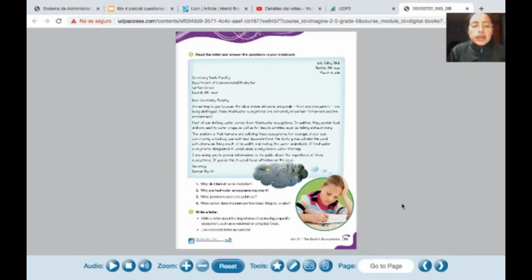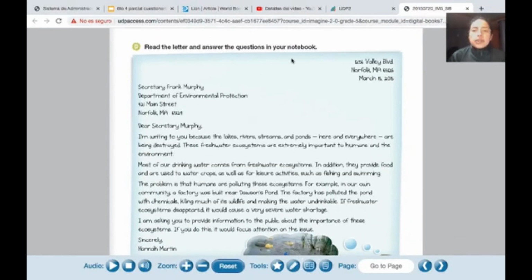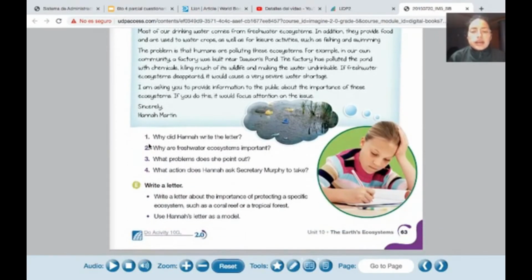When we want to talk to another person who is far from us or when we want to write a message, we use a letter. But in this case, we are going to analyze the structure of a letter. Activity D. Read the letter and ask the questions in your notebook, okay? Please pay attention to the reading.